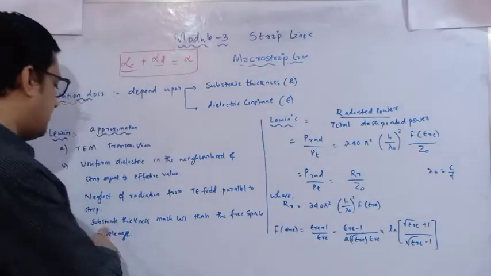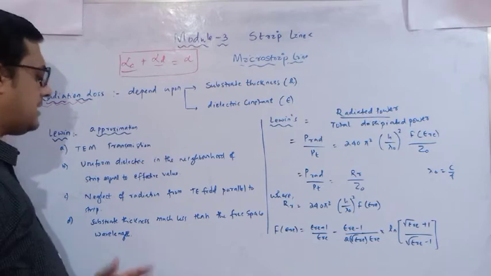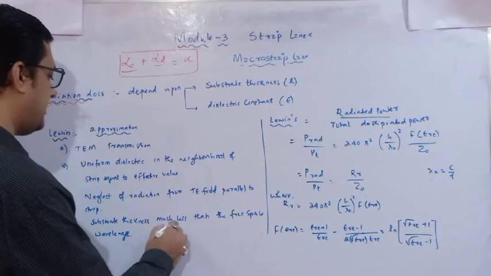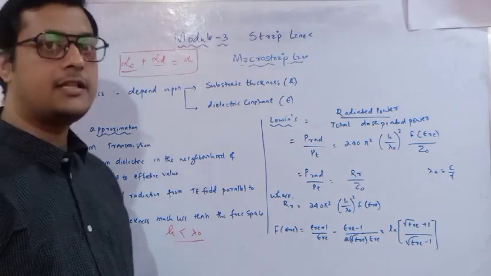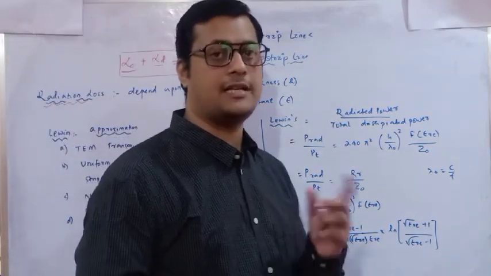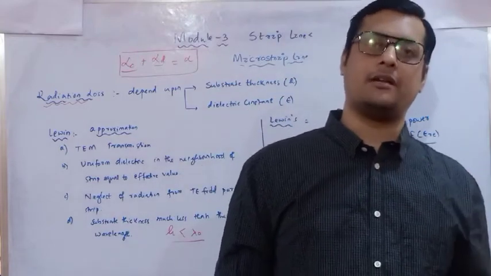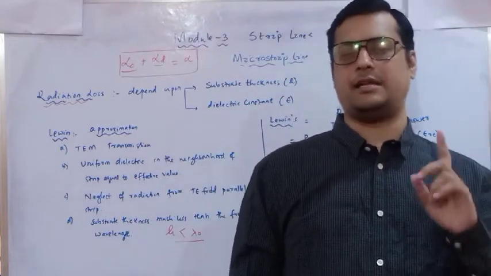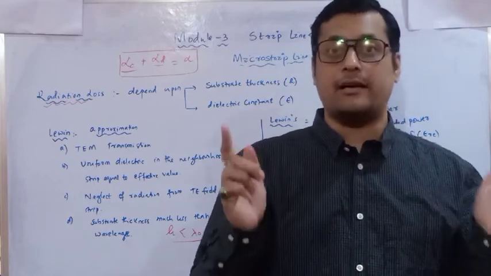Next, the substrate thickness must be much less than the free space wavelength. Substrate thickness means your h must be less than the wavelength in the air medium. So what is lambda naught? Lambda naught is c by f. What is f? f is the operating frequency that we are providing to the microstrip line.